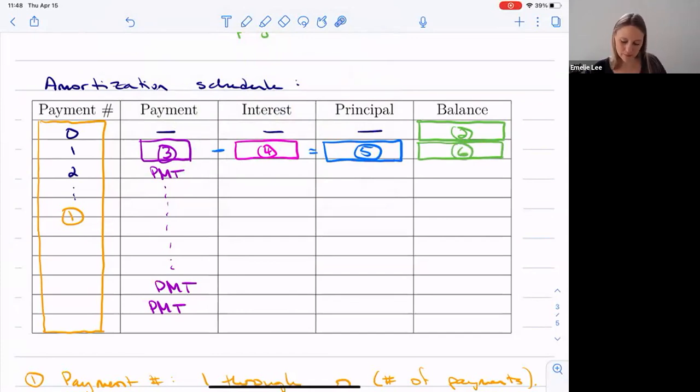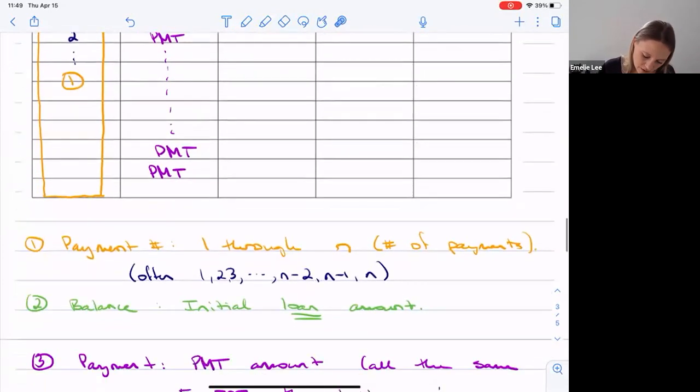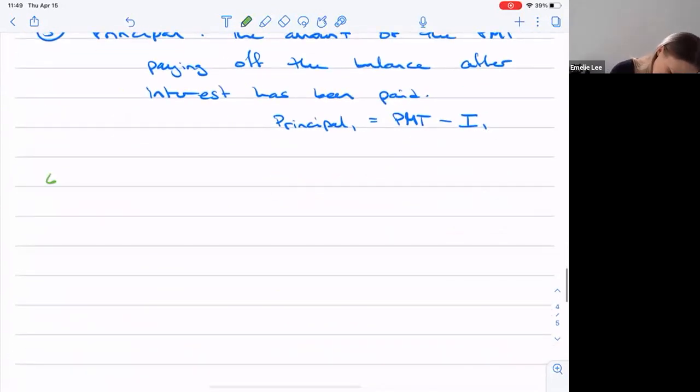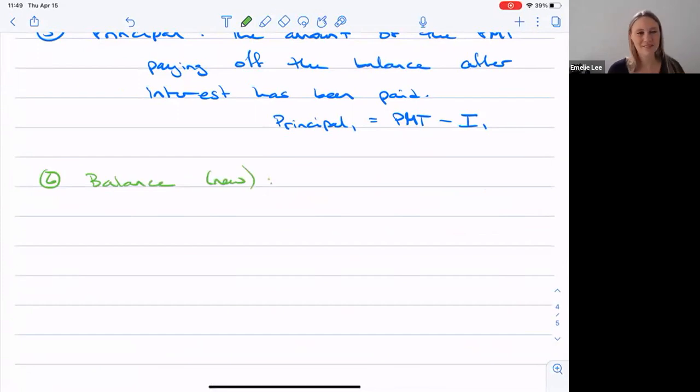This balance, if we think about it, okay, so you started off and you owed, I don't know, $30,000. Then you make a payment, some of it goes towards interest. That's not paying off the balance, but this principal amount is paying off the balance, right? So this amount here is going to be the previous balance. So in this case, this 2 here, minus the principal for that amount. So 6 is the balance, which is kind of the new balance, right?